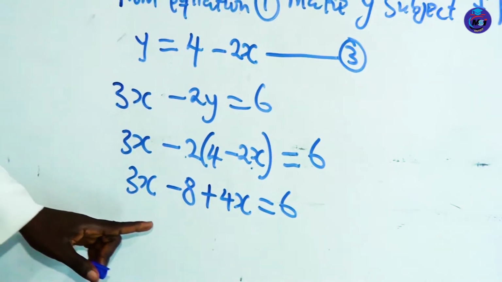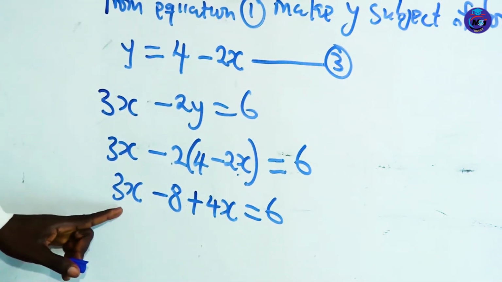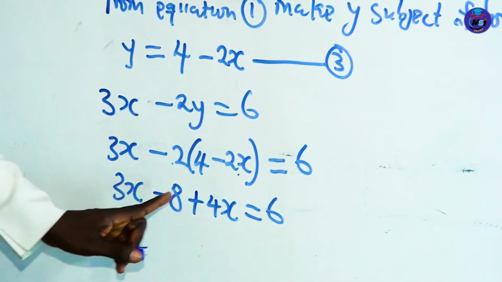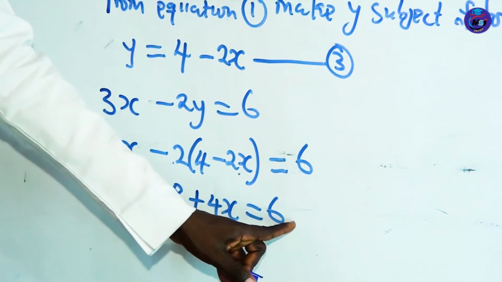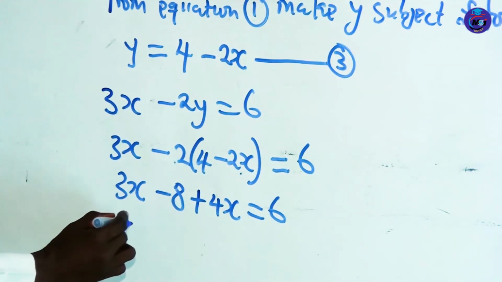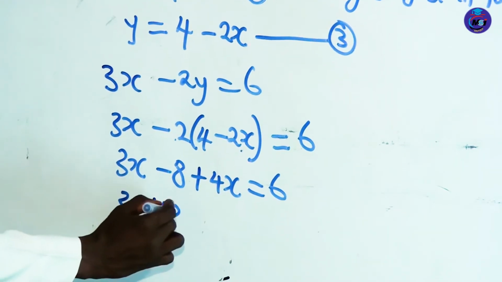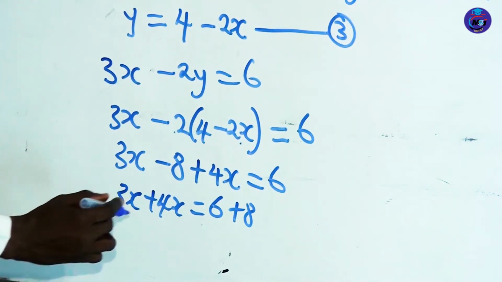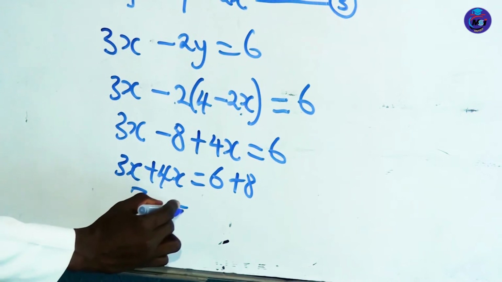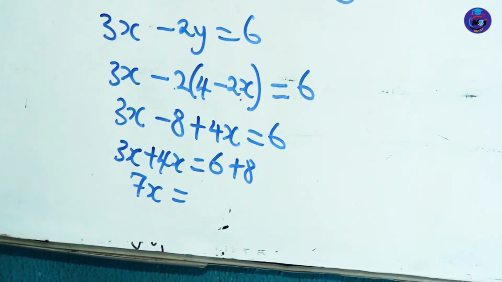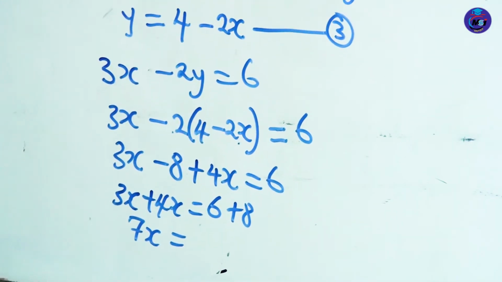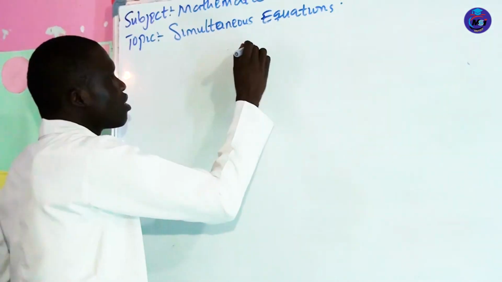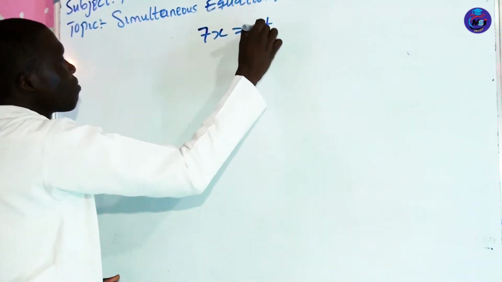Now, you can collect the like terms. 3x, 4x. Bring them together. Let this minus 8 go and meet its friend here, which is 6. 3x plus 4x equals 6 plus 8. 3 plus 4 will give us 7x. 6 plus 8, can somebody tell me? We are going to have 14, right? Now, 7x equals 14.